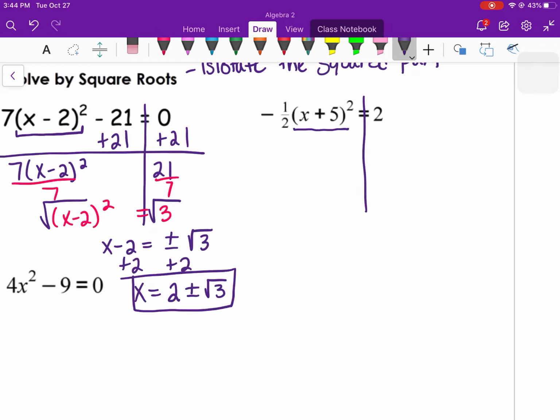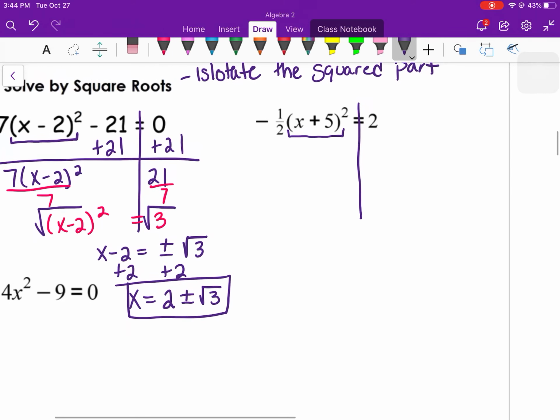Okay, so this one is kind of similar. We want to get this x plus 5 squared by itself. The first thing you need to do is get rid of the fraction. Dividing by a fraction, since it's 1/2 times that, is the same thing as multiplying by its reciprocal. So if you have a fraction, multiply by the reciprocal. The reciprocal would be -2/1, which is -2. So multiply by -2 on both sides, because that's going to give me -2 over -2, which is 1. So on this side, I'm just left with x plus 5 squared. 2 times -2 is -4.